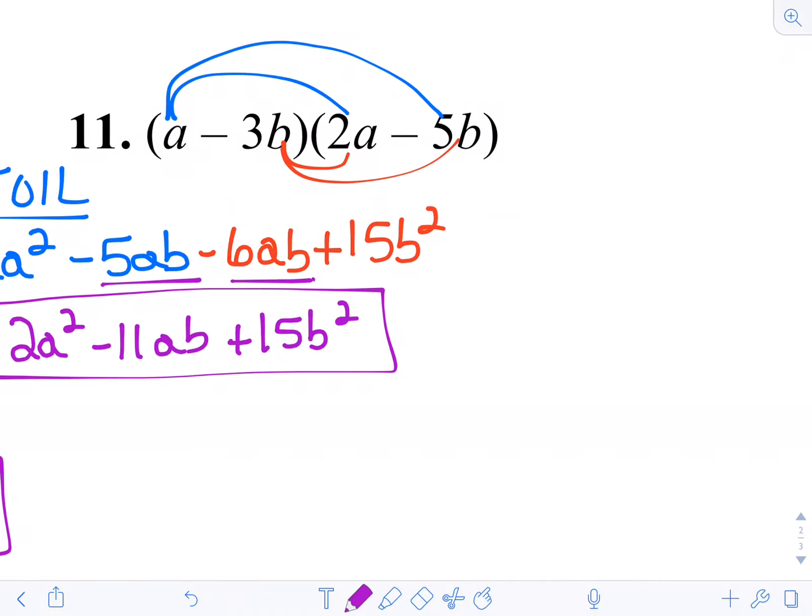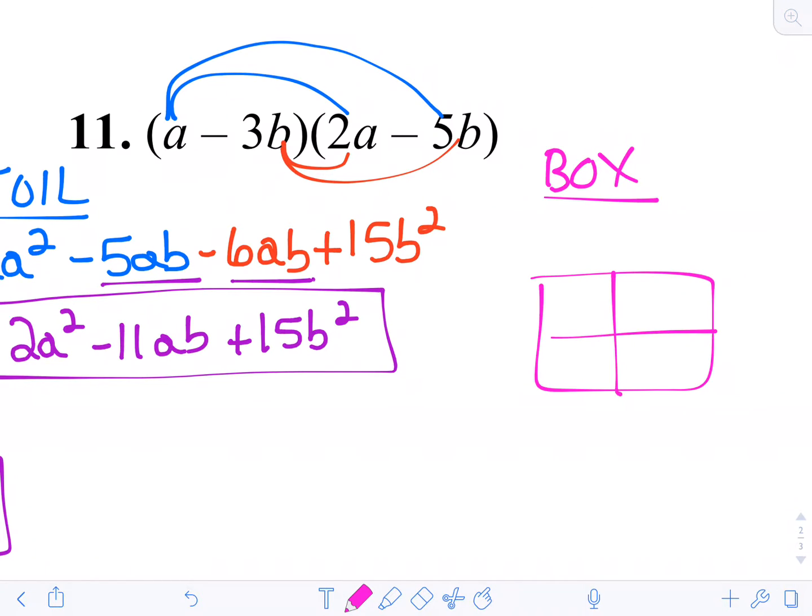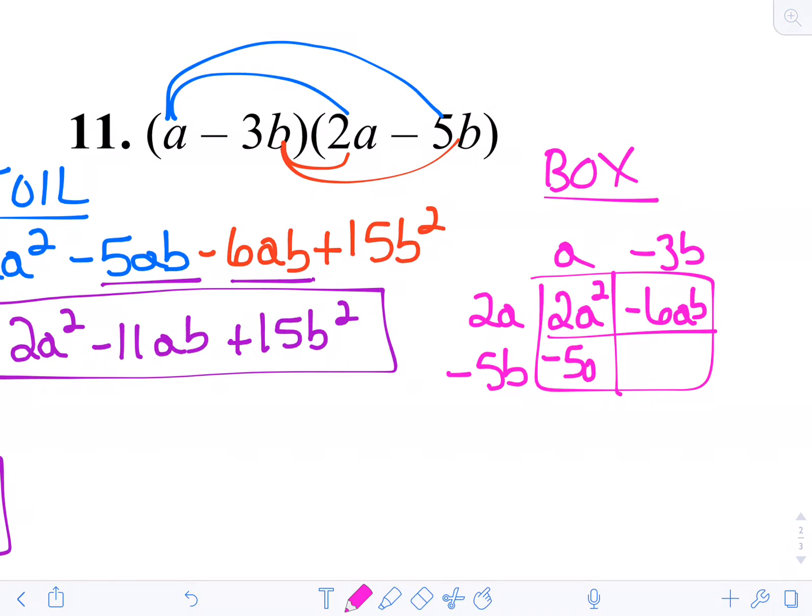Alright, and then for the box method, we have a minus 3b, and we have 2a minus 5b. 2 times 1 is 2, a times a is a squared. 2 times negative 3 is negative 6, a times b is ab. Negative 5 times 1 is a negative 5, b times a is just ab. Negative 5 times negative 3 is 15, b times b is b squared.